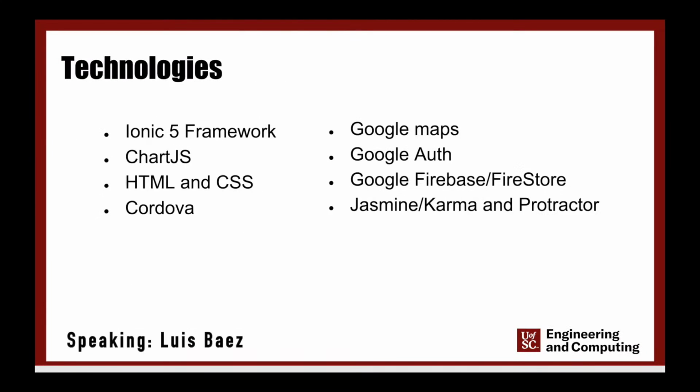Our application is built using the Ionic 5 framework, with AngularJS for functionality and navigation, Chart.js for graphic analysis, HTML and CSS for the styling, Cordova to handle the hybrid native features between different mobile devices. Our app also uses some interesting libraries as well, including Google Maps so users can see where lots are around campus, Google Auth for our login functionalities.